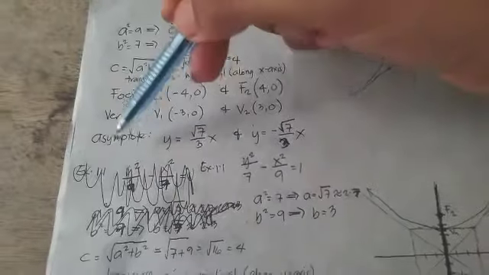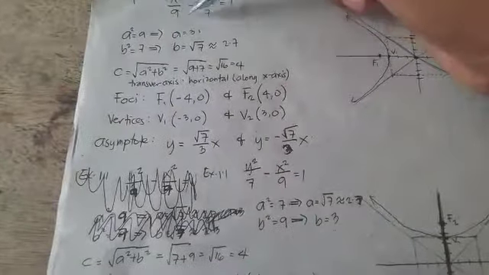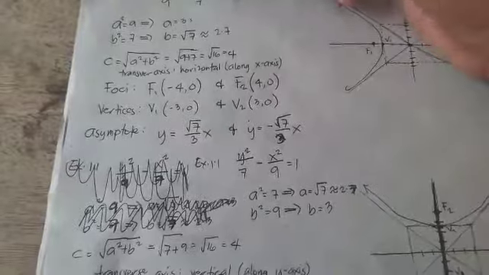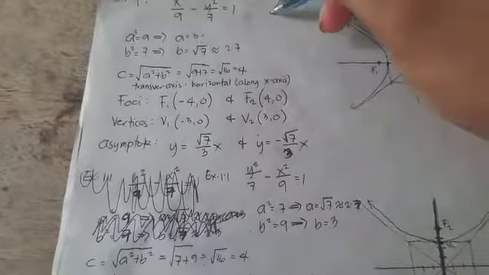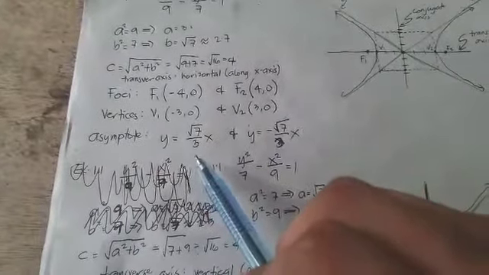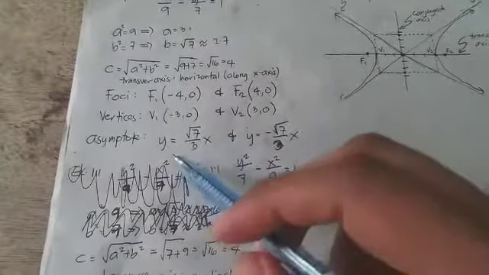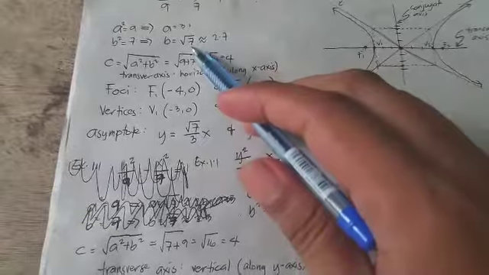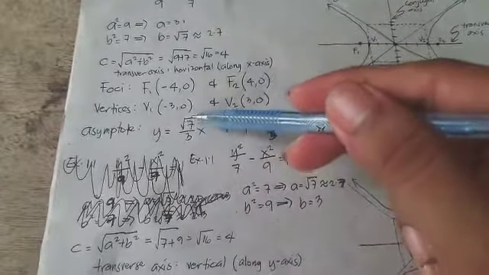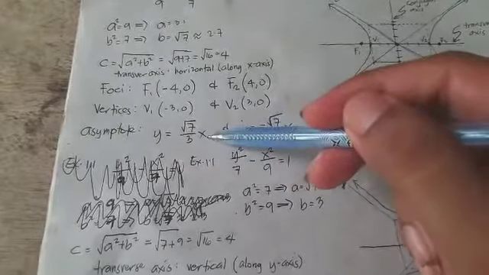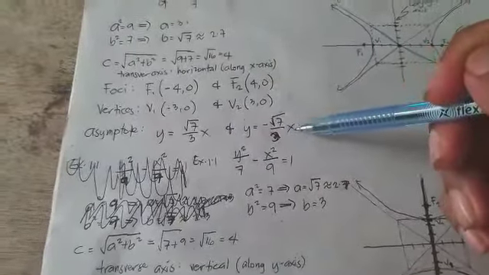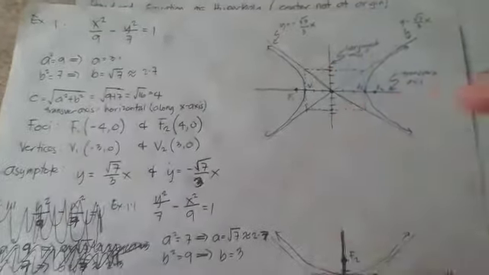So, to identify the asymptote, again, if our transverse axis is horizontal, we use the equation y equal to b over a x. So the b here is the square root of 7, and the a here is 3. That's why we have y equal to square root of 7 over 3 x and negative square root of 7 over 3 x.